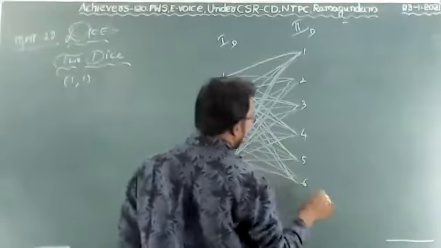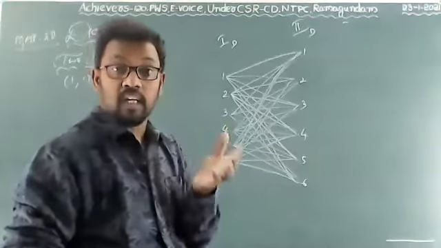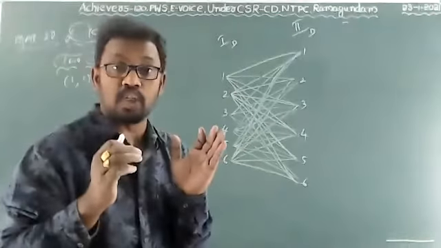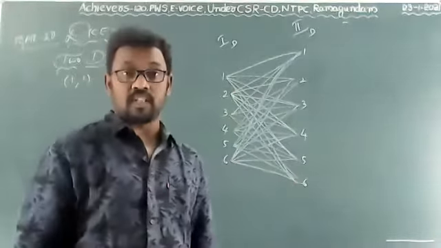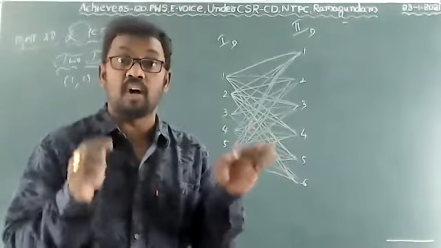1, 2, 3, 4, 5. See how it is zigzag. Totally 36 times you can see, 36 pairs. You can see 36 unique pairs. You can't see the same one again. All 36 are different.